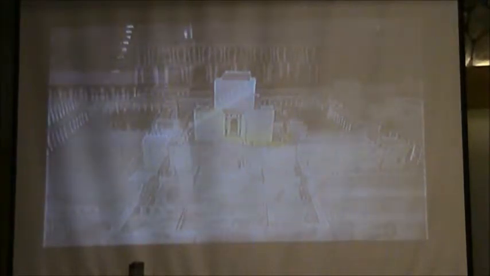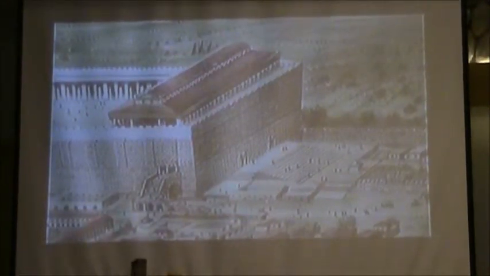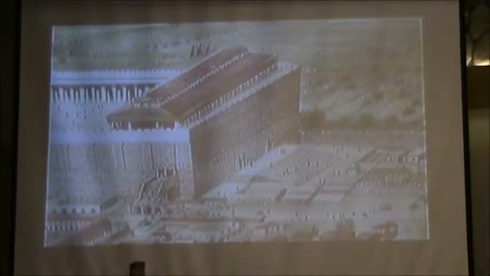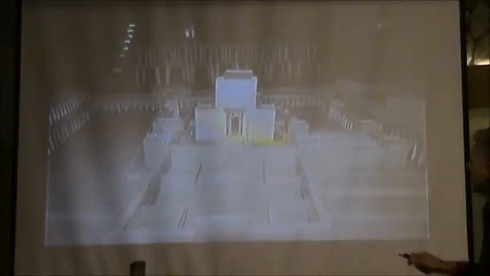This is another picture of the temple from underneath by the Western Wall tunnels. This is a model they've got set up. Next slide, please. Okay, stop. Go back. Can you go back in reverse? There it is. Okay. We're looking at it from the east.